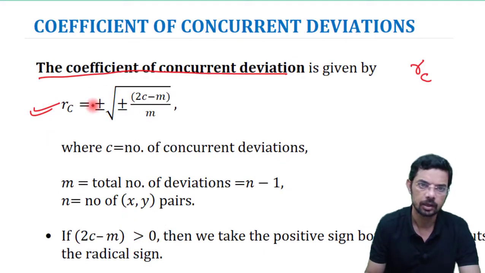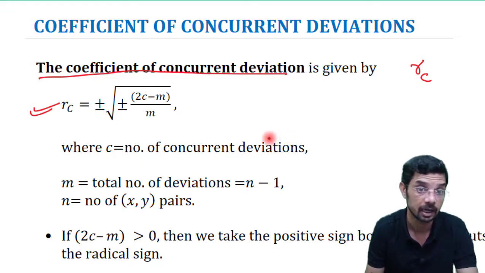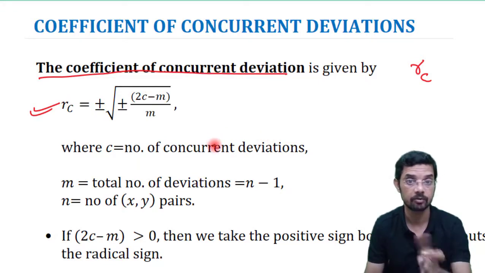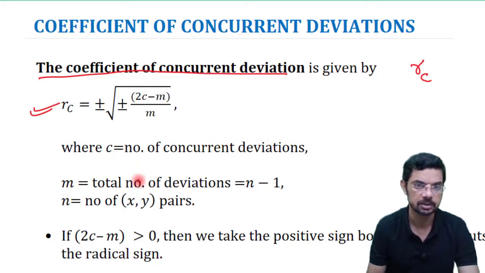Now here the formula is RC equals plus or minus under root of plus or minus again into bracket (2C minus M) divided by M, where C represents the number of concurrent deviations. M represents the total number of deviations, that is total number of pairs minus 1.